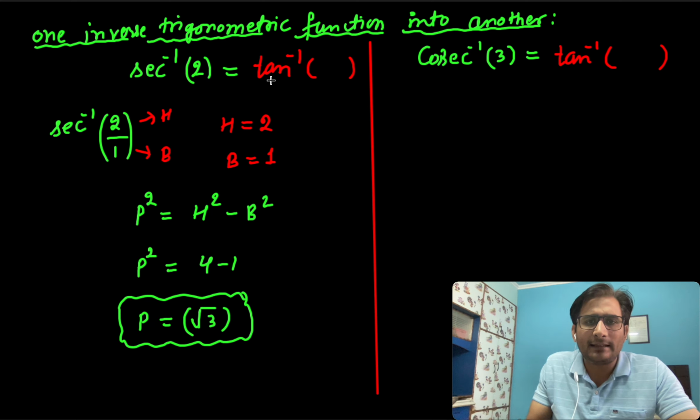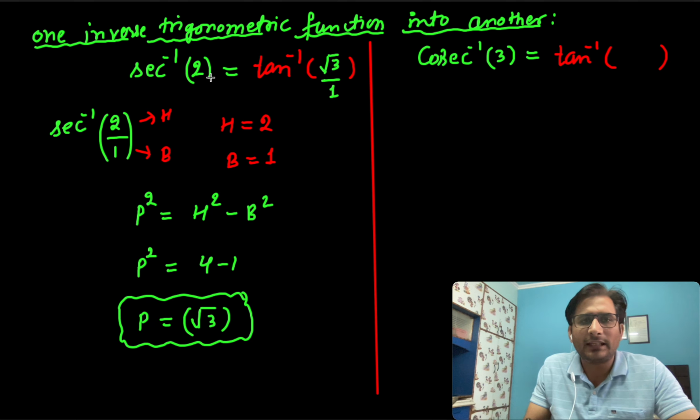So now what is tan? Tan is equal to perpendicular upon base. The perpendicular is root 3 and the base is 1. So sec inverse 2 can be changed into tan inverse root 3.